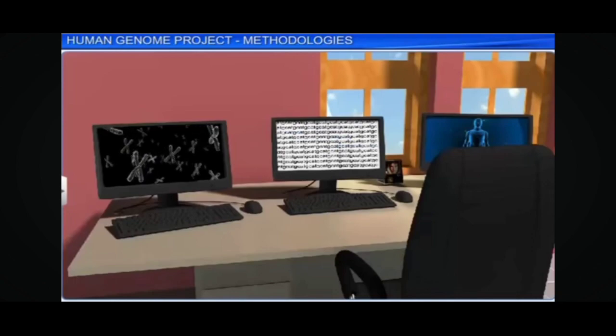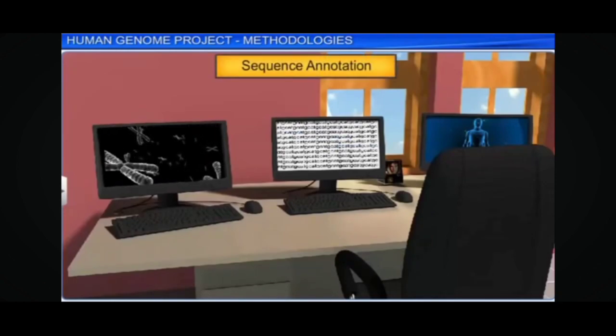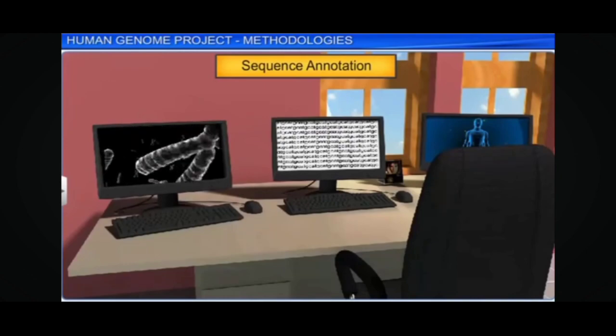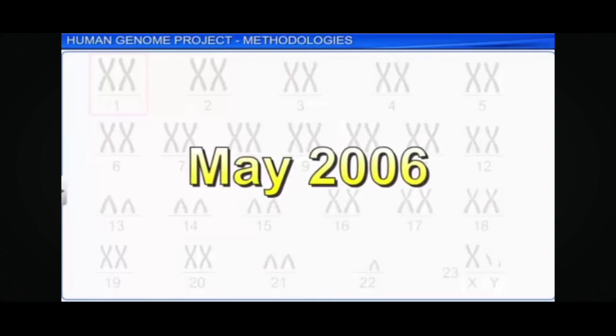Therefore, specialized computer-based programs were developed that annotated these sequences and assigned to a chromosome. Out of the 22 autosomes and 2 allosomes X and Y, chromosome 1 was the last that has been sequenced in May 2006.